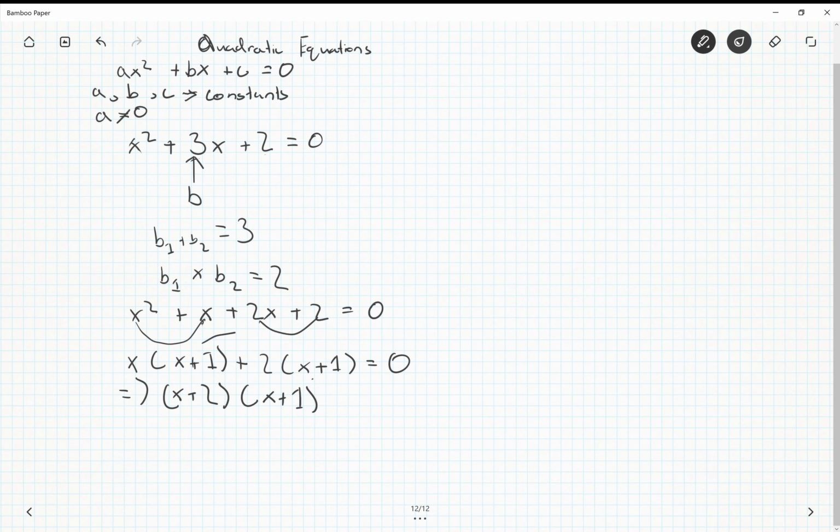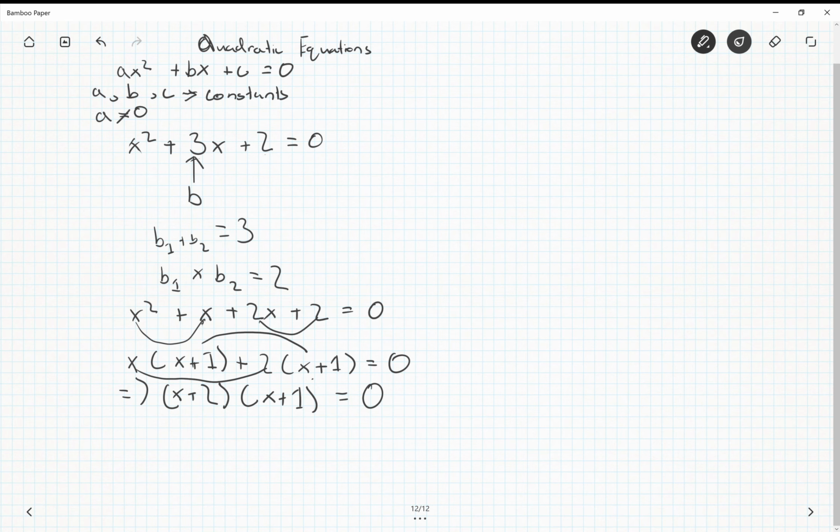These two brackets both have to be the same whenever we're using the middle term factor law, and if that is true, then the other two terms must be added to make the second factor. So therefore it would be x plus 2 times x plus 1 equals 0.